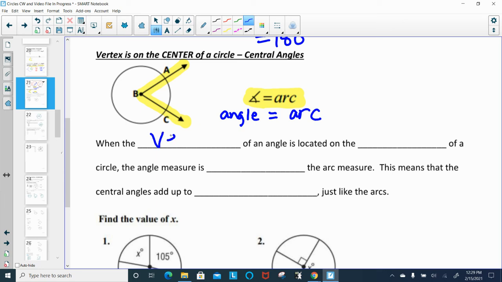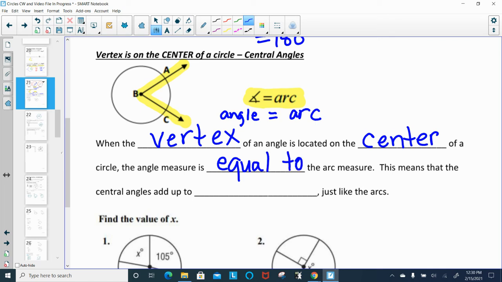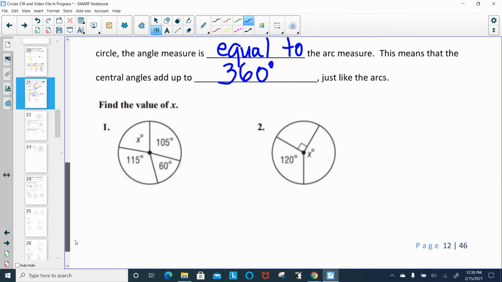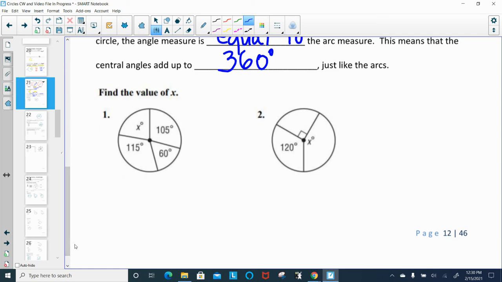So when the vertex of an angle is located on the center of a circle, the angle measure is equal to the arc measure. And this means that the central angles also add up to 360 degrees, just like the arcs do. So I'm going to look at a couple of very easy examples here at the bottom of page 12. When we come back, we're going to do some tougher examples, but these are just sort of to get you started.